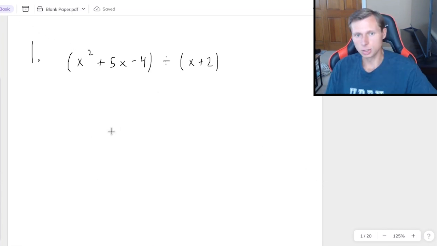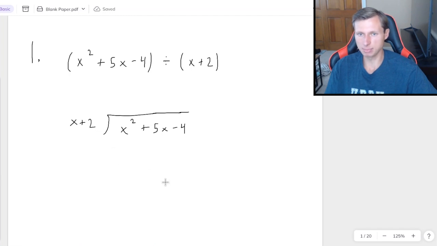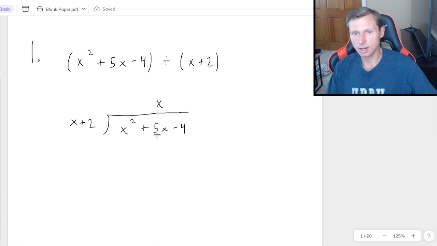So in other words, inside my house is x squared plus 5x minus 4, and on the outside is what I'm dividing by, which is x plus 2. And then now I have to ask myself, what do I have to multiply by, not even x plus 2, really just the x, the leading term, to get me x squared? And the answer is I need to multiply by x. So I'm going to write the x right here above the x place, not the x squared. And then I have to distribute the x to the x plus 2, giving me x squared plus 2x. And then I'm going to subtract this whole quantity.